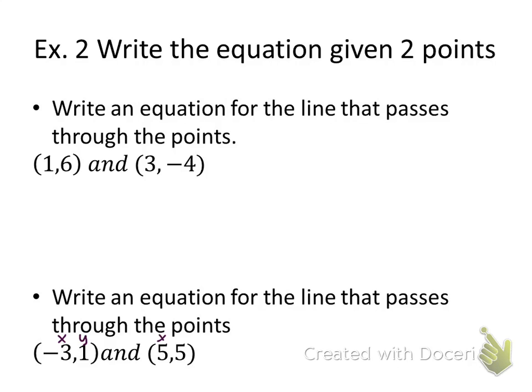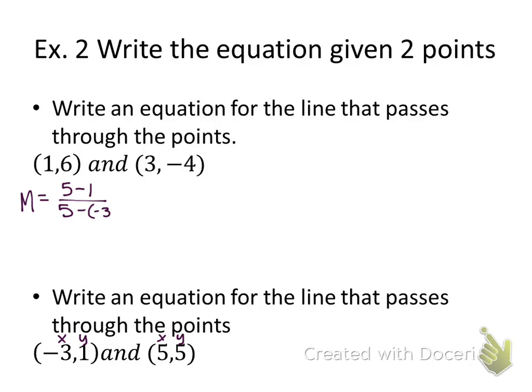m equals y sub 2 minus y sub 1 over x sub 2 minus x sub 1. Perfect. y2 minus y1 over x2 minus x1. All right, JT, plug in the numbers for me. 5 minus 1 over 5 minus negative 3.